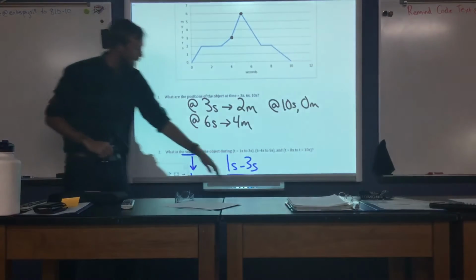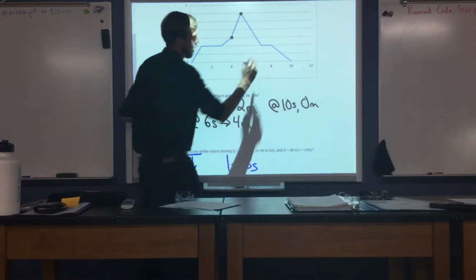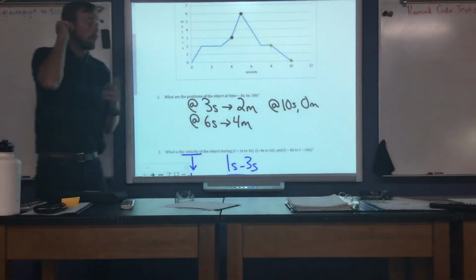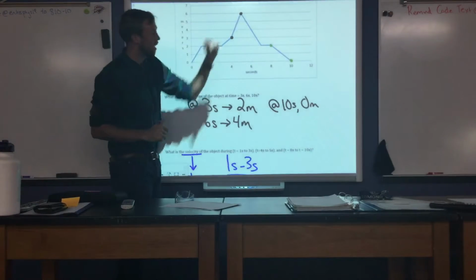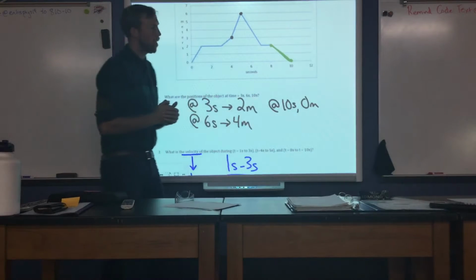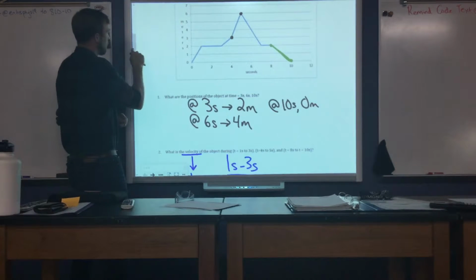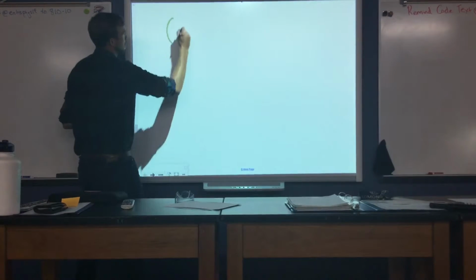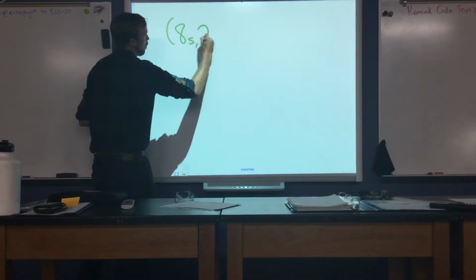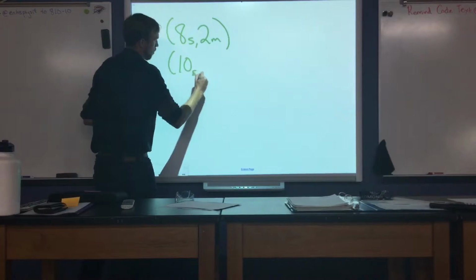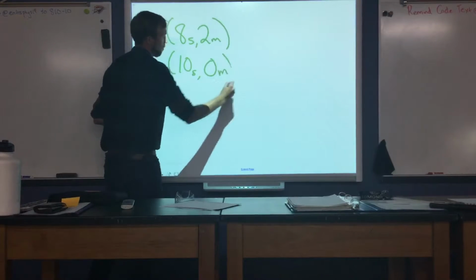Okay? Now our last time interval is a time of 8 to 10 seconds. So 8 down here to 10. You'll notice this is one of the portions on our graph where our slope is negative. So we should have a negative velocity during that region on our graph. So at 8 seconds, we'll write down our point. Scroll down just a little bit. 8 seconds, we're at a position of 2 meters. And at 10 seconds, we're at a position of 0 meters.